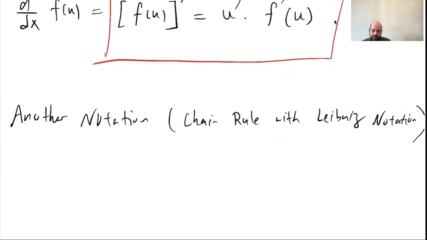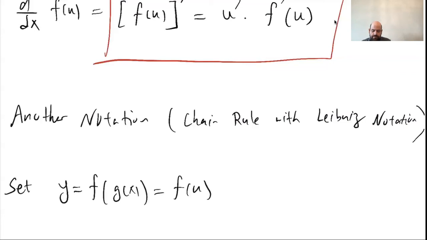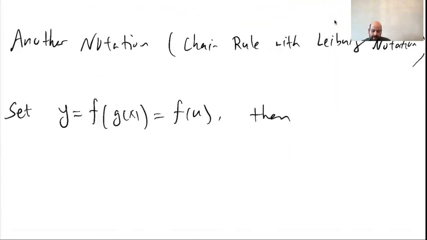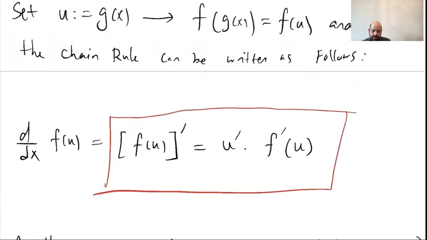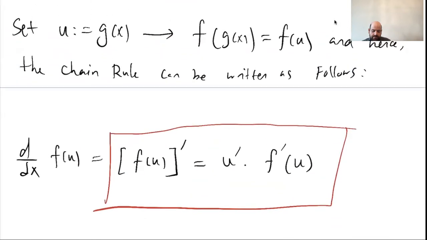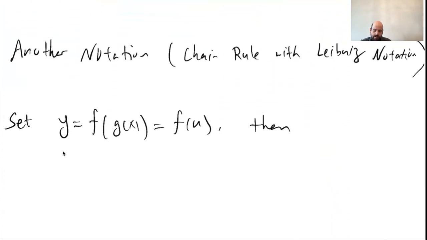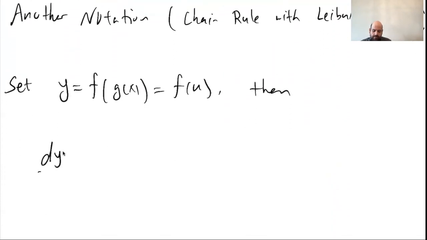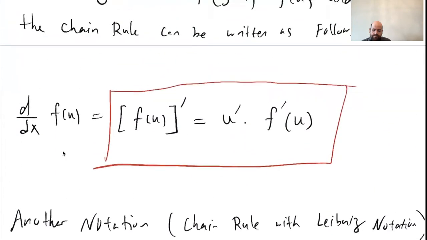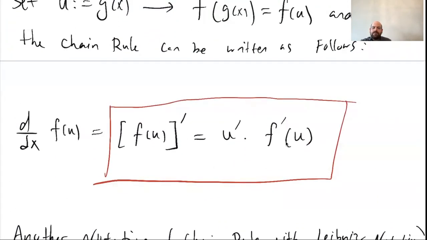So how can I write it in this form? If I set y equals f of u, this is f of g of x, which is f of u. Then what can we say? Then we can say dy to dx. See, left hand side, what is left hand side? d to dx of f of u, right? Here, look at here, d to dx of f of u. But f of u, I'm calling it y.